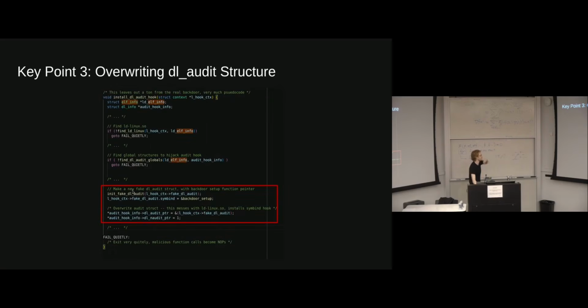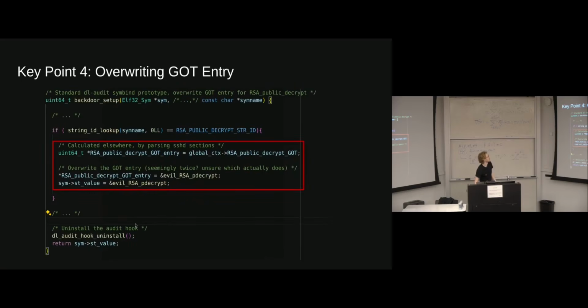Once again, this is super pseudocode-y, but they make a fake symbol like the DL audit structure, which includes their fake function call, their fake callback function, overwrite the real audit structure that exists in ldlinux.so, and then continue on with the malware, continue on with ldlinux.so, which eventually calls this DL audit symbind function. It has a standard prototype, and it does a pretty simple thing. It's called on every symbol resolution in SSHD, and so it just checks, is it this RSA public decrypt? If it is, it overwrites the global offset table entry here, using some information that it stored previously.